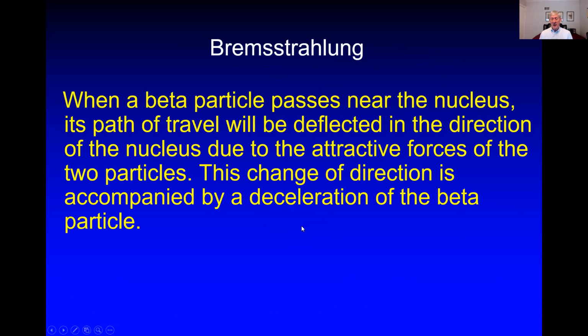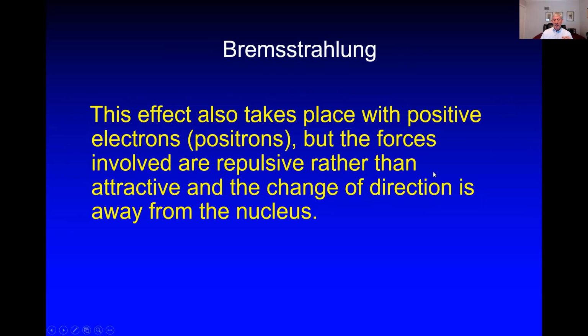Now, everything that I've said just now is pretty much documented in the next two slides, so I'm going to fly right through them. Beta minus particle, there's an attractive force. Its path is changed a little bit toward the nucleus. And with the electropositive positron, there's a repulsive force pushed away from the nucleus. But in both cases, there is a loss of energy in the form of X-rays.